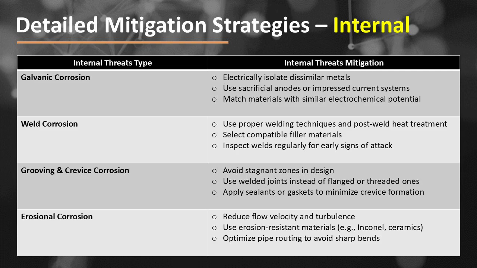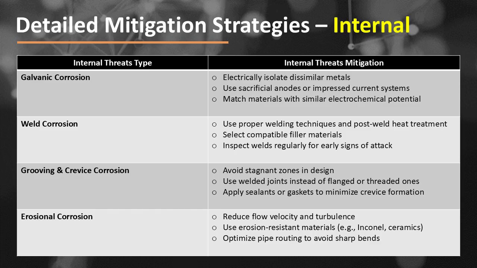If the internal threat type is galvanic corrosion, then the internal threat mitigation for galvanic corrosion are: electrically isolate dissimilar metals. Use sacrificial anodes or impressed current systems. And match materials with similar electrochemical potential. If the internal threat type is weld corrosion, then the internal threat mitigation for weld corrosion are: use proper welding techniques and post-weld heat treatment.